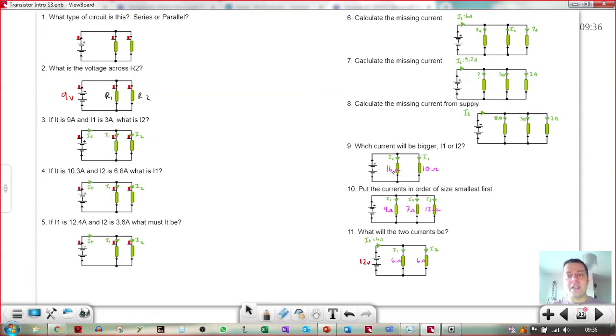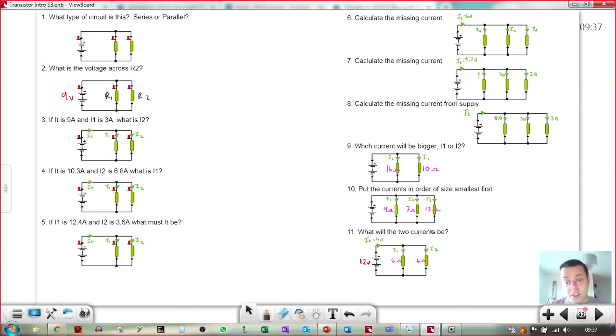Which current will be bigger? Again, this is about looking at the resistance values. The current will be bigger through the smaller resistance. Remember, resistance is about resisting the flow of current. Larger resistances result in smaller currents. This asks which one will be bigger, so that's the smaller resistance. You get 10 ohms there. That will be the biggest one. I1 is the largest. Put these in order of size, smallest first. So that's the biggest resistor. So it's I3, then I1, then I2.